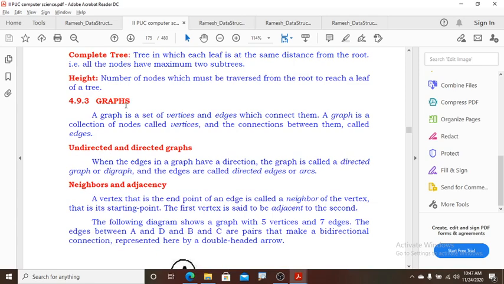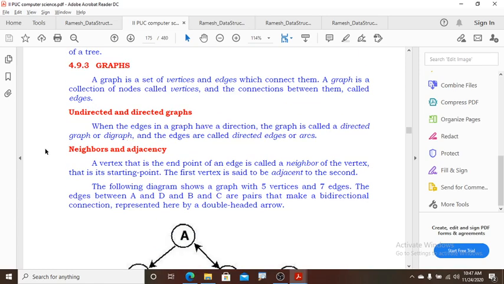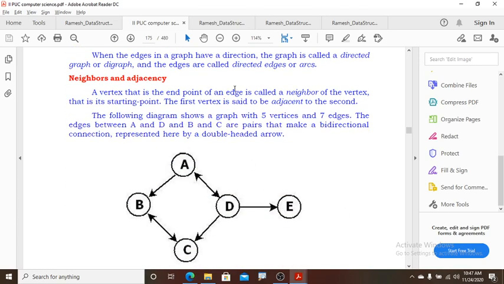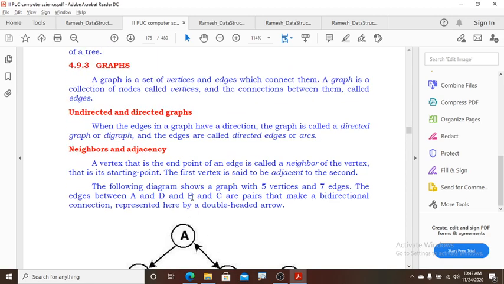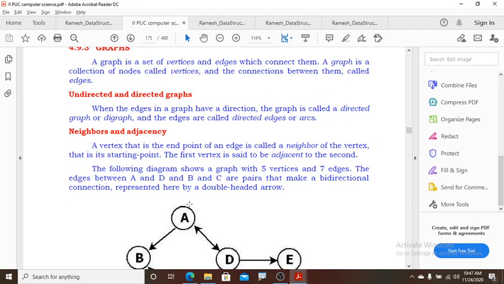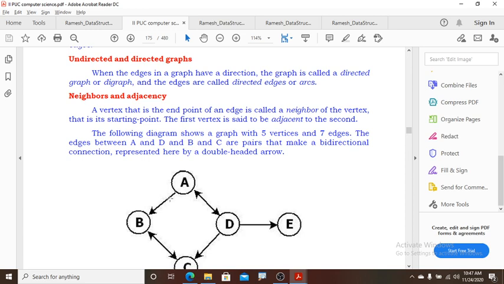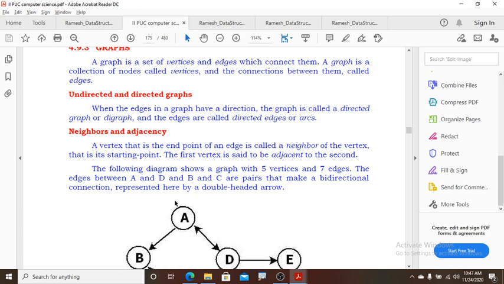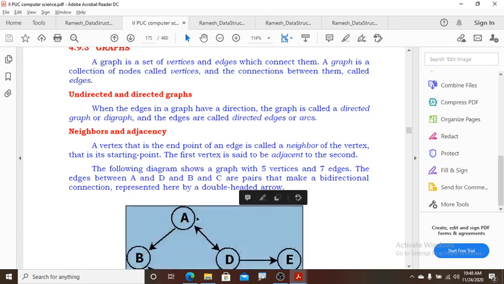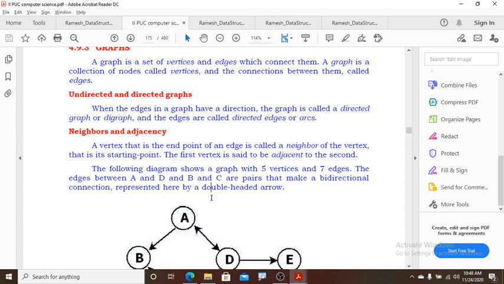Now we are moving into graphs. It's a very easy concept. This is what we can call a graph. A graph is a set of vertices and edges which connect them. So these are the vertices and these are the edges. Edges and vertices, these are vertices.